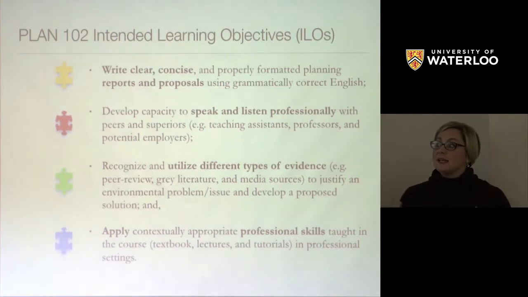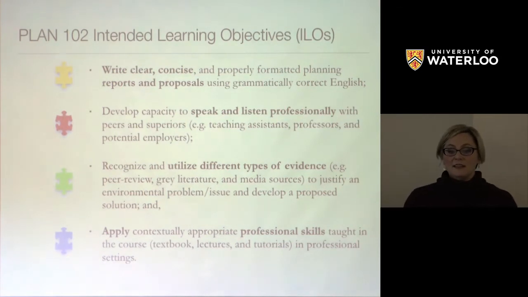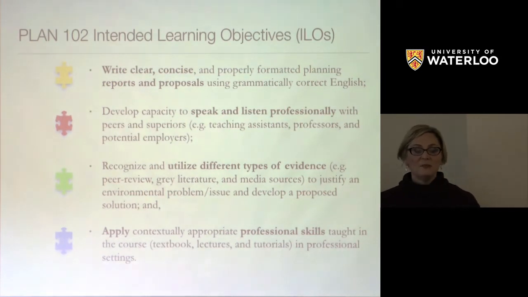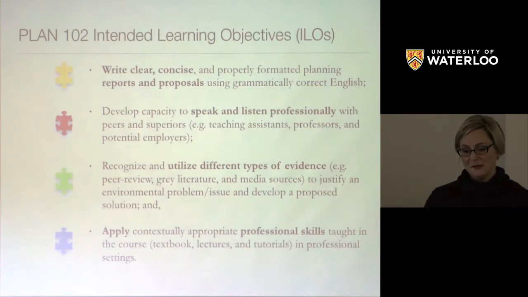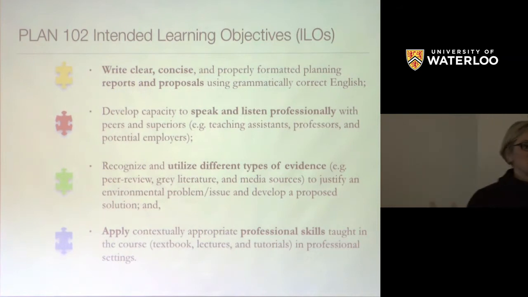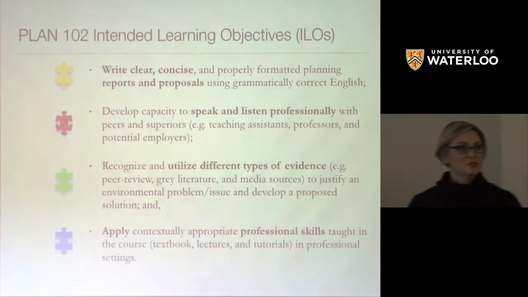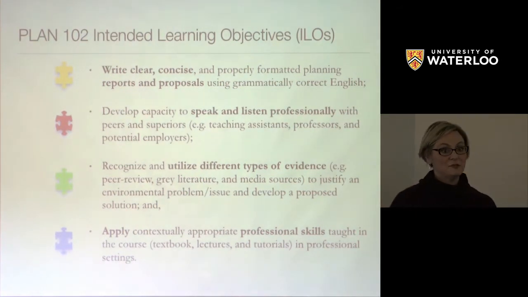Another key component that I made explicit this year was to recognize and utilize different types of evidence. So peer review, gray literature, and reputable media sources. And what they do in the context of this course is to justify this through an environmental problem and a proposed solution, which I'll explain to you guys in a minute. And then finally, to apply all these skills. It's not enough just to be able to memorize them and regurgitate them back to me on an exam. They need to be actually able to apply the skills in professional settings, which I also include the classroom as a professional setting.